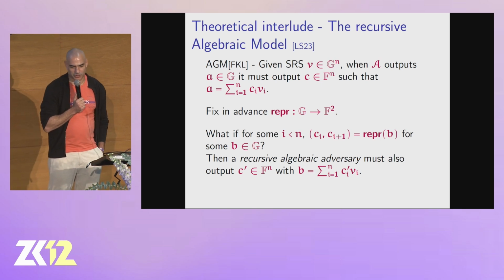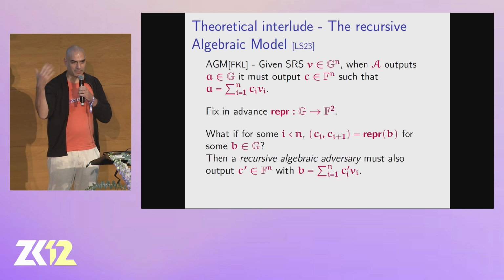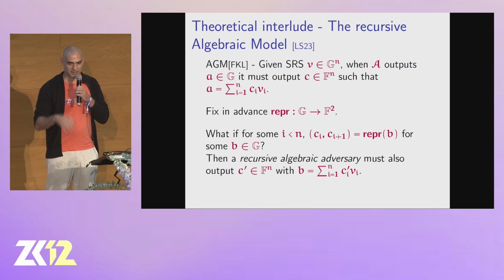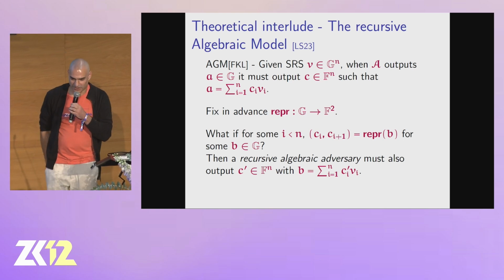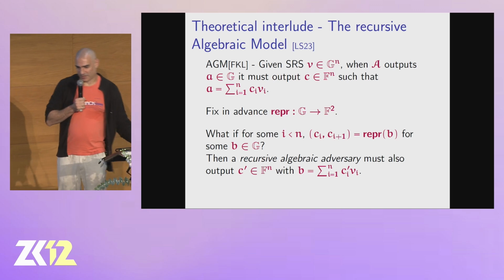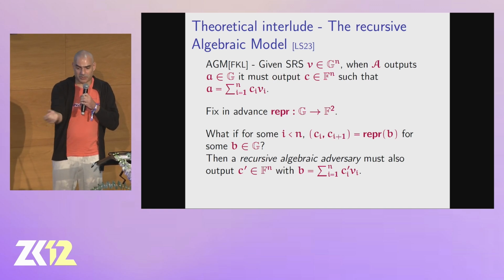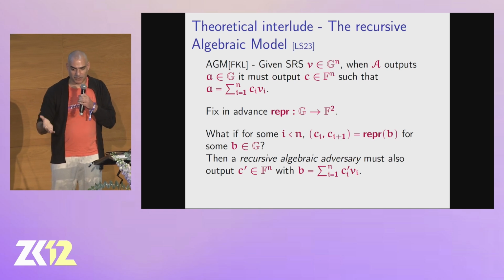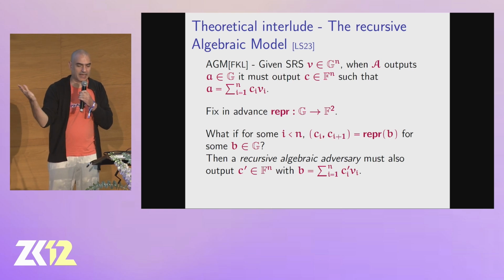So the recursive algebraic adversary must keep outputting these vectors of scalars until his output vectors have no two adjacent elements that are a valid representation. Right, and as a sanity check, you could say, well, won't there always by accident be some C_i, C_i plus 1 like this, and there'll be an infinite loop? Well, it shouldn't be, because if F and G are of similar size, in the elliptic curve case, it shouldn't happen by accident.